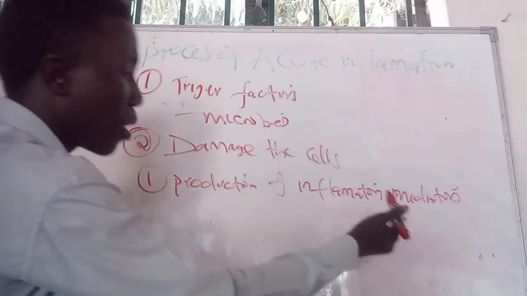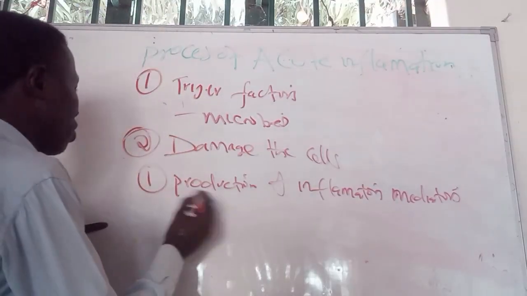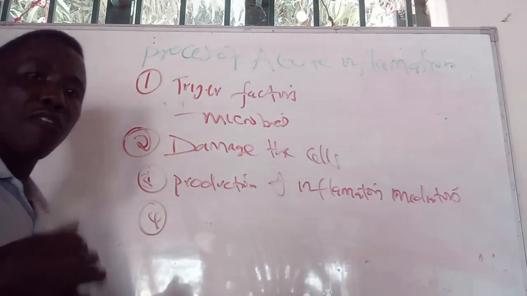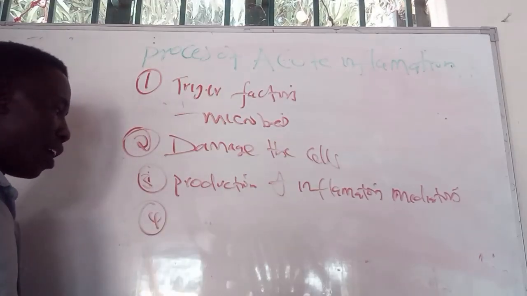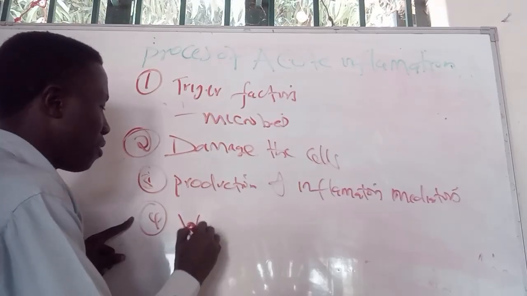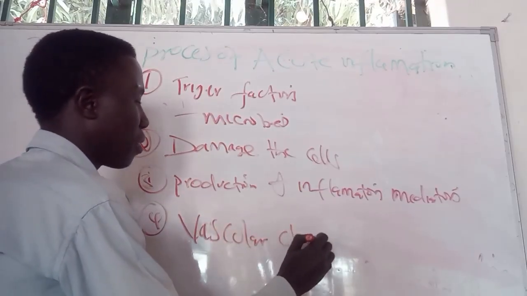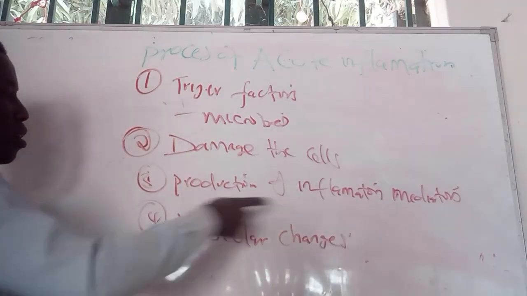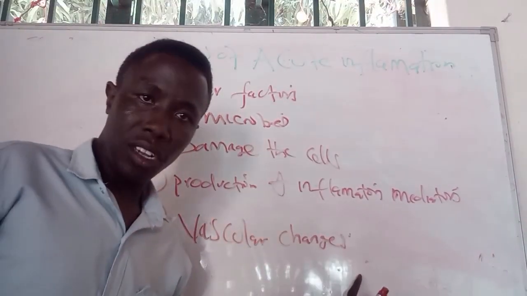So once these inflammatory mediators come into play, now you go to the next one. This is the third one. The fourth one, based on the functions of these inflammatory mediators, they go ahead and cause what we call vascular changes. So the production of the inflammatory mediators now leads to vascular changes.